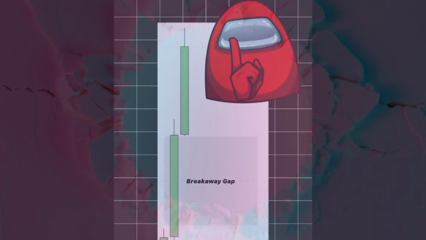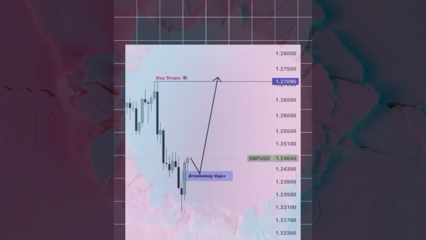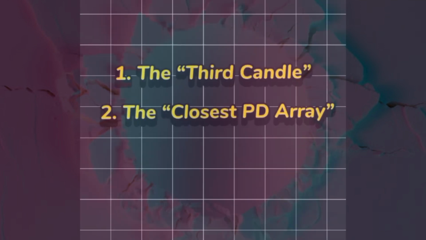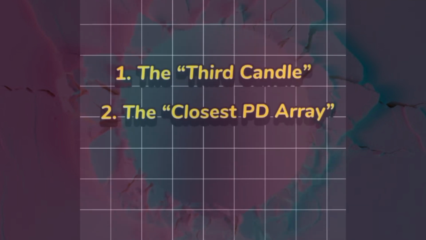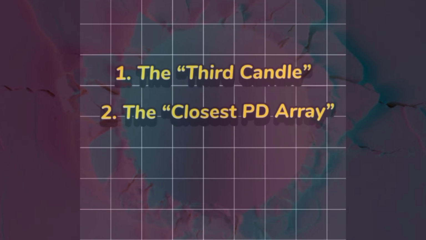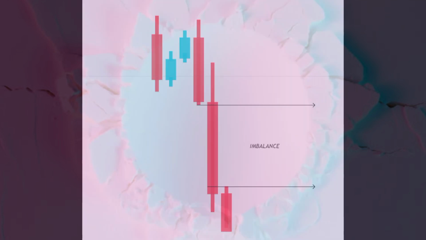He went further to explain how you can identify these breakaway gaps. He uses these 2 criteria. 1. The third candle of a fair value gap. 2. The closest PD array. Now, number 1 criteria, using the third candle.